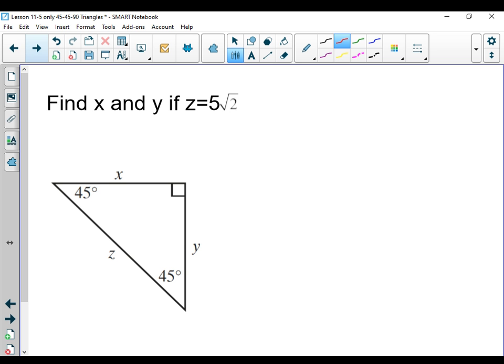Last one. Z. I remember one of these from Friday. Good memory, Maddie. If it's supposed to be the leg times the square root of 2, why is there a 5 there? Because that's the leg. Which leg? Both.